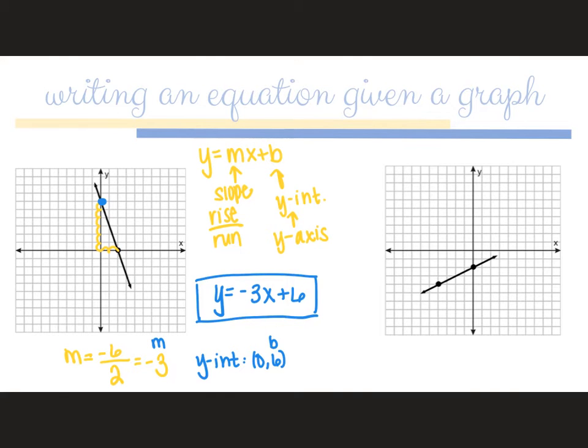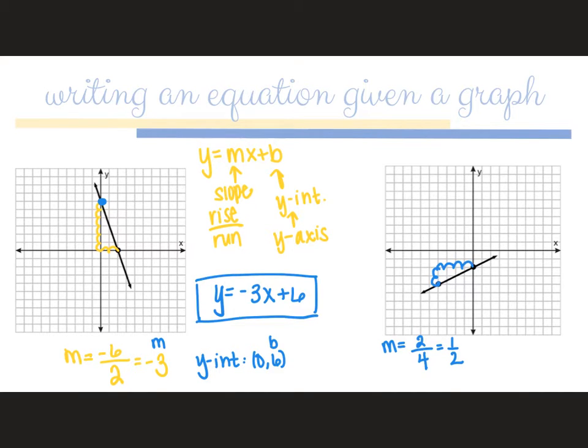For my second example, again, I'm going to start by finding my slope. I'll start with the leftmost point here. I count up 2, which is positive. To the right, 1, 2, 3, 4, which is also positive. 2 over 4 simplifies to 1/2, so my slope is 1/2.